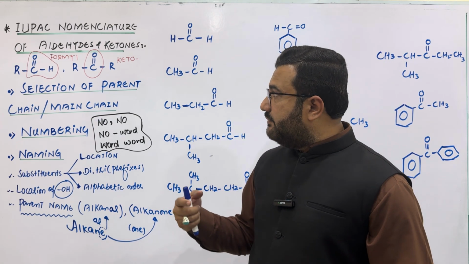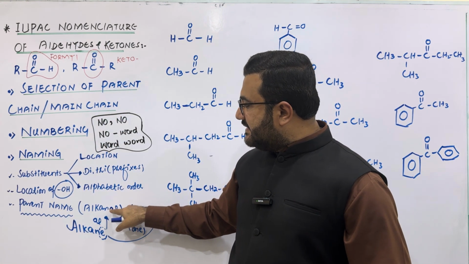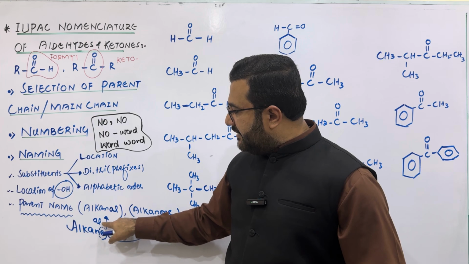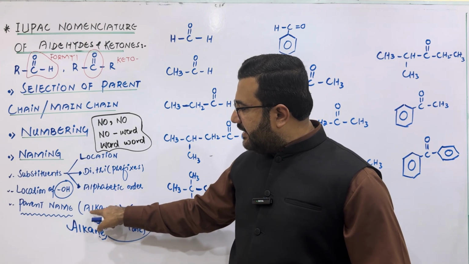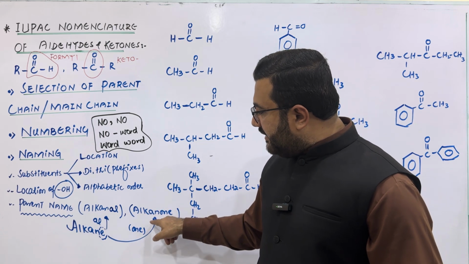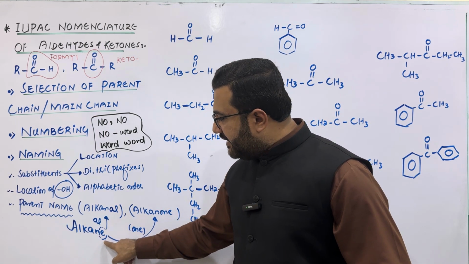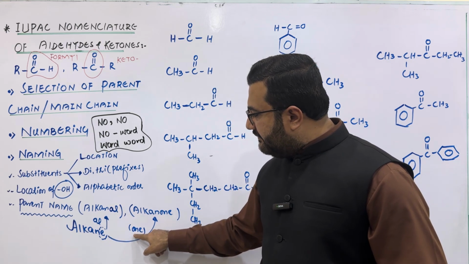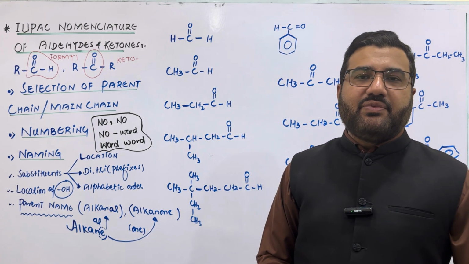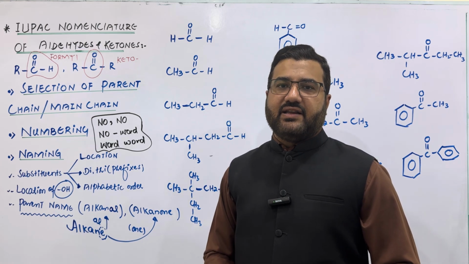So the parent name of any aldehyde is derived from the alkane by replacing the E of the alkane with Al. All the aldehydes have the parent name alkanal. And the parent name of the ketones is again derived from the alkanes by replacing the E of the alkane with ONE, and in the IUPAC system the parent name of all the ketones is alkanone.